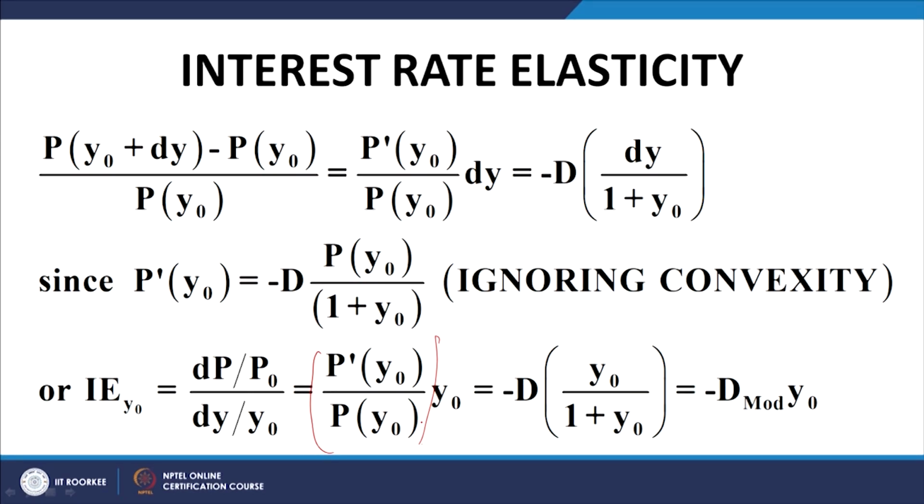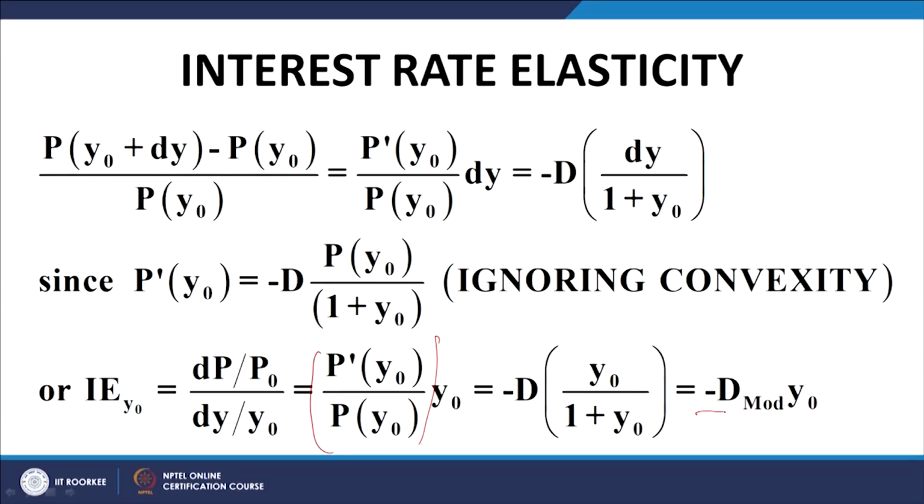I repeat, when we talk about d mod, we have a negative sign here. So, we have to account for the negative sign also, and that is why this negative sign is appearing when we are working out the interest rate elasticity. Interest rate elasticity is equal to minus d mod into y0. Y0 is the point at which we are working out the interest rate elasticity, and the earlier expression here, which I have underlined, is the expression for the interest rate elasticity in terms of the Macaulay's duration.